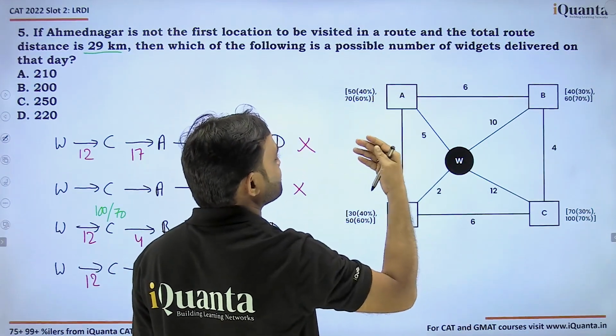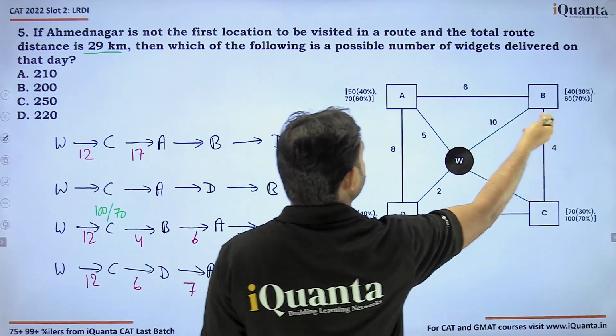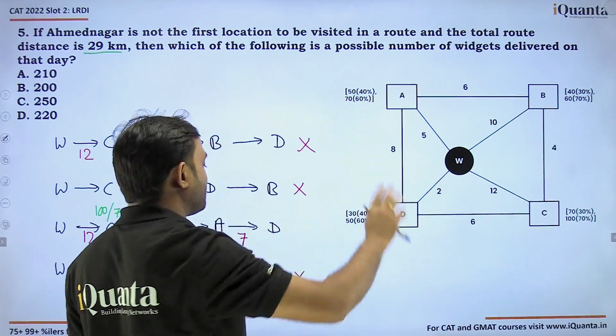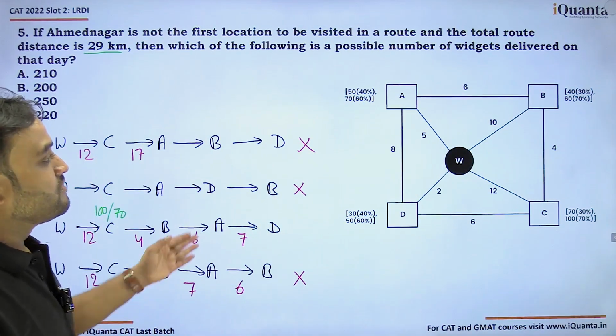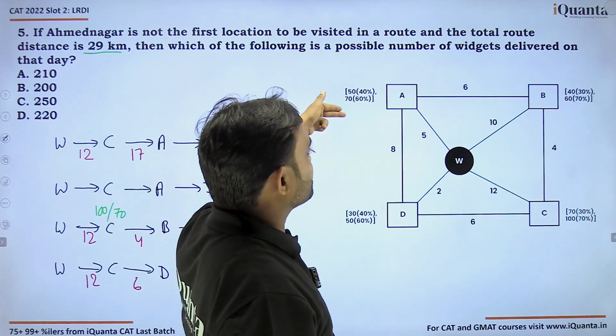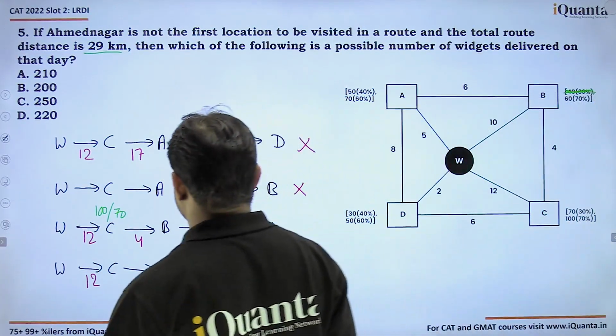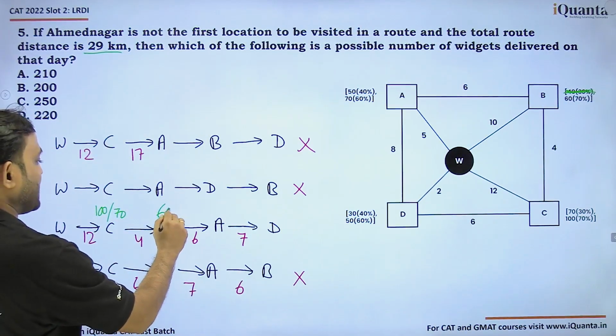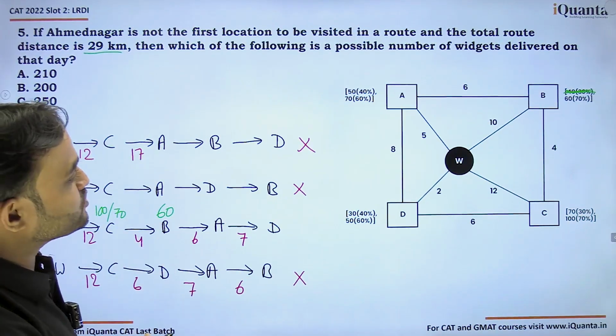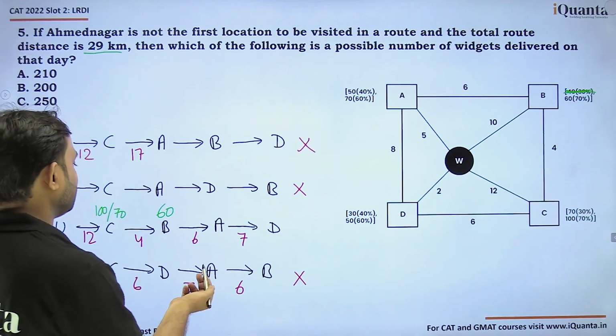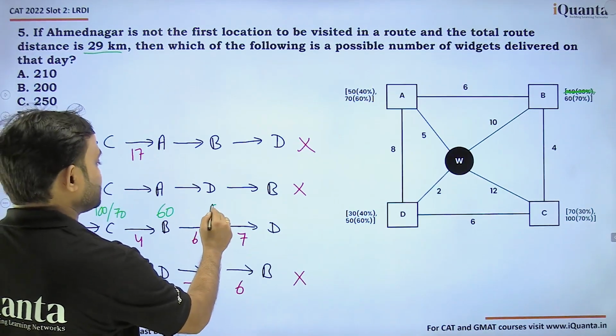We cannot take 40 here, because then Ahmednagar won't be after D. Both the demands at Ahmednagar, 50 or 70, would be greater than 40. So we must take 60 as a demand at B. Then from B to A, the demand at A, it cannot be 70. We must take 50 here.